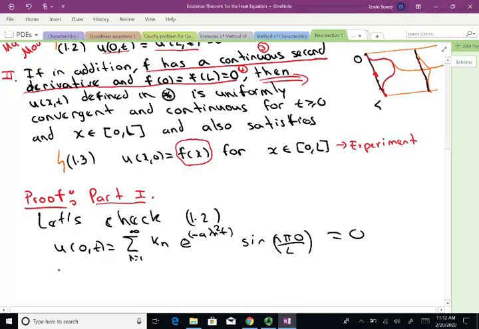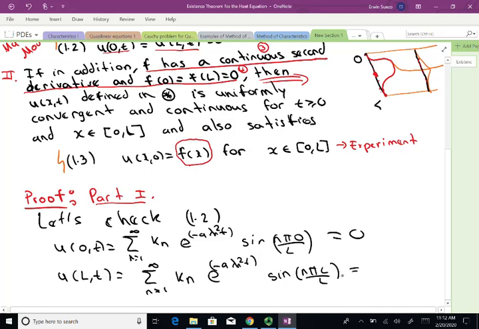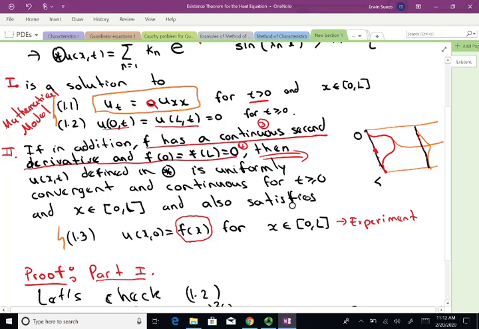And then u(L,t), same thing: the sum for n equals 1 to infinity of k_n, and then here gives you e to the minus lambda_n squared t sine of n pi L over L. The L over L cancels, and sine of n pi is 0 for any n. So those two are okay. So check. This satisfies the borders.